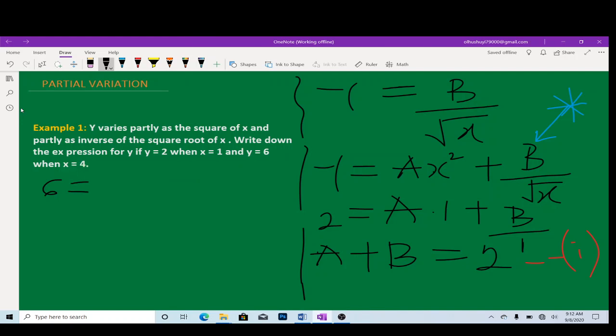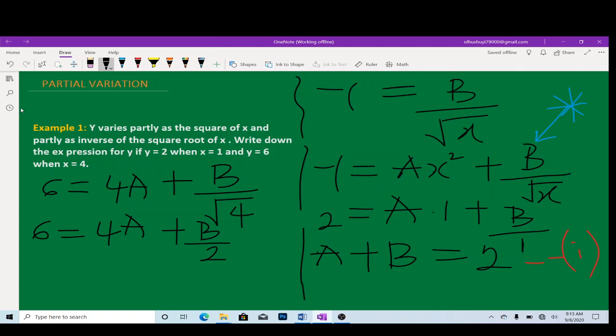6 is equal to a. What is x? x is 4. So you have 4a plus b over square root of 4, that is over 2, that means 6 is equal to 4a plus b over 2. Multiply through by 2. So what do we have?